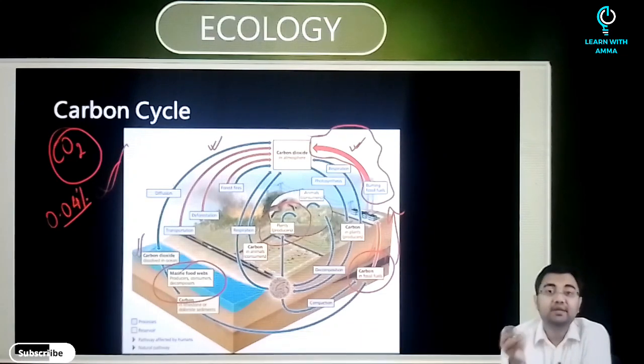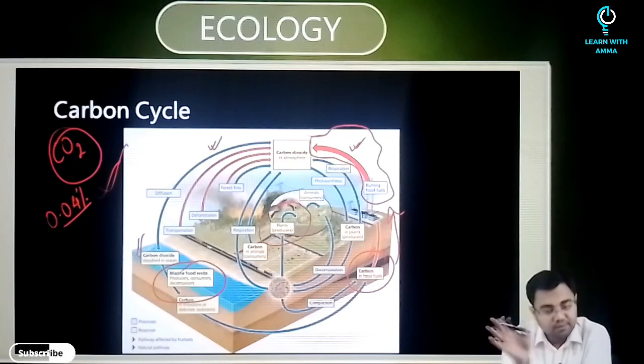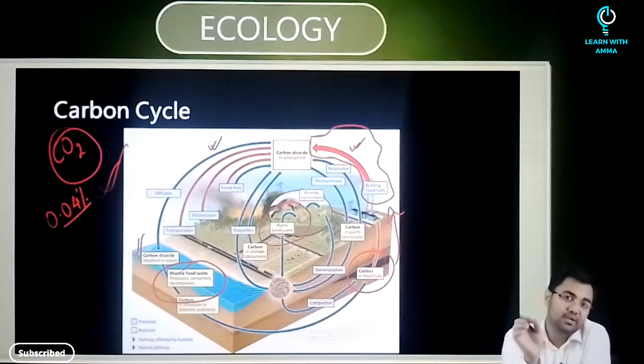Also, apart from that, deforestation is another way in which we are disturbing the natural carbon cycle. So we need to look into all these aspects very well, and anyway we'll talk about carbon dioxide in detail once we go to the chapter on climate change.